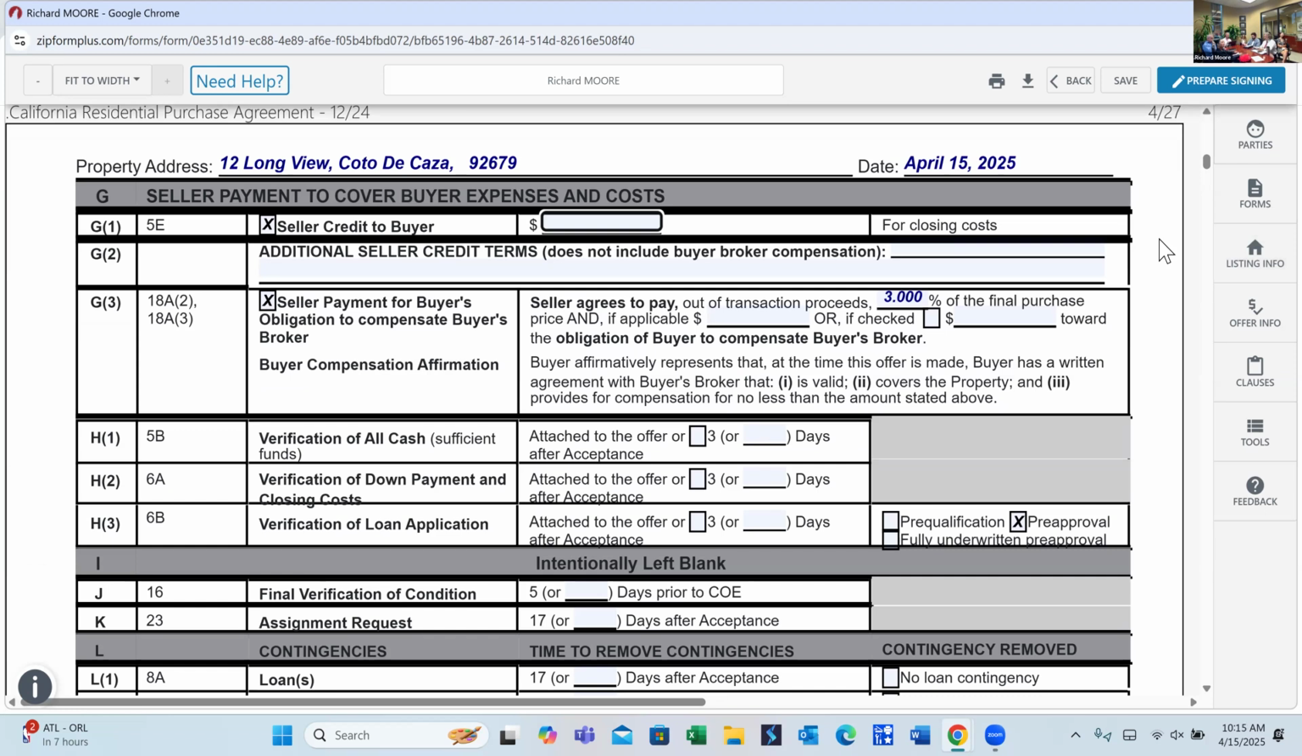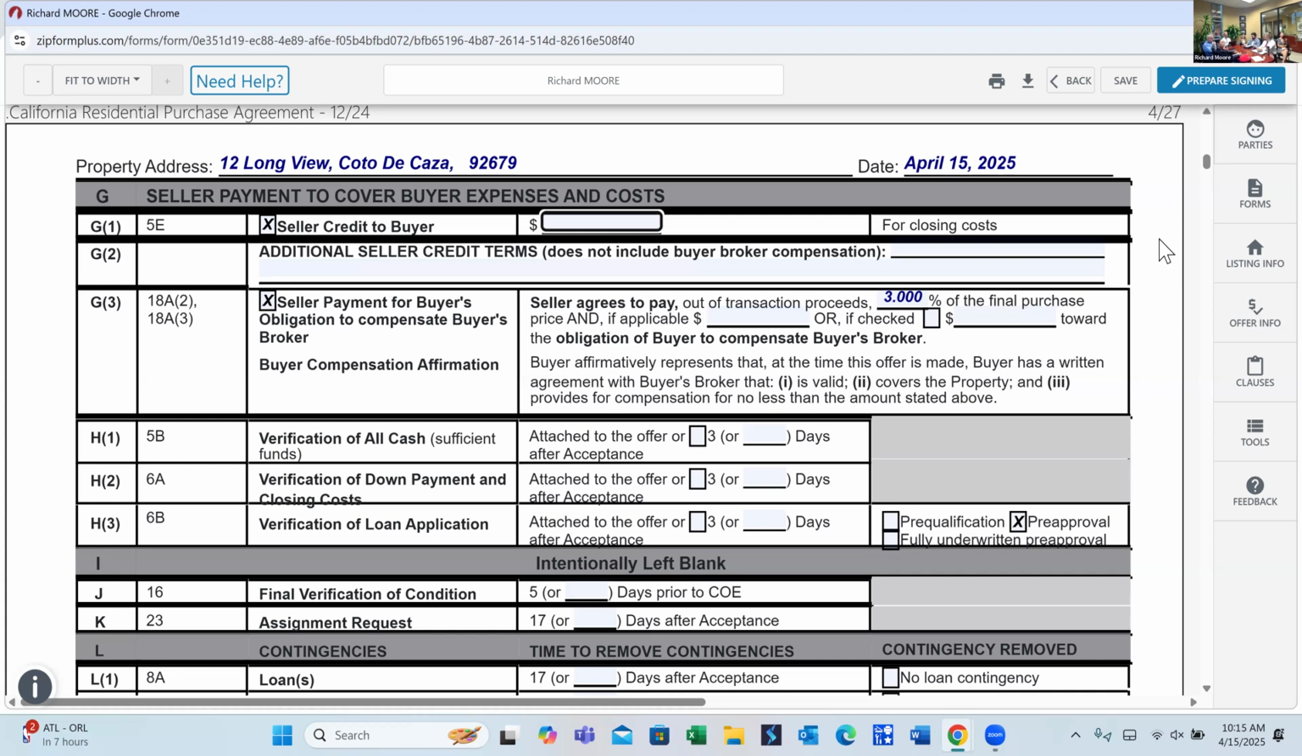Why is section G1, G2, and G3 separated? Seller credit to buyer, additional seller credit, and then section G3, seller payment for buyer's obligation to compensate buyer's broker. When a lender is calculating the maximum allowable credit that is permitted, they will not include the seller's payment to the buyer's broker when determining the maximum credit. So that's why we would separate that out, and that's why the contract is separated out.